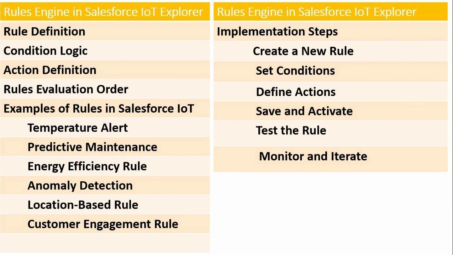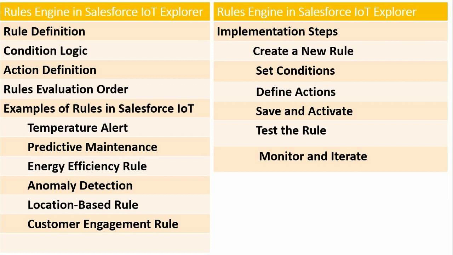Examples of rules in Salesforce IoT. Temperature alert. Condition. If the temperature reported by a sensor exceeds 40 degrees Celsius. Action. Send an immediate alert to the maintenance team and update the status of the device to overheating.